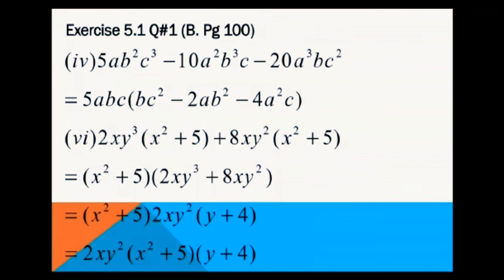Now you will observe x square plus 5 is having nothing as common, but 2xy cube plus 8xy square, they are having something common. What? That is 2xy square. As in 2xy cube and 8xy square, 2 is common and y square is the lowest power, x is the lowest power, so they will come out. Inside the bracket, y plus 4 will be left over. Now arrange this expression. So 2xy square into x square plus 5 into y plus 4 is the factorized form.